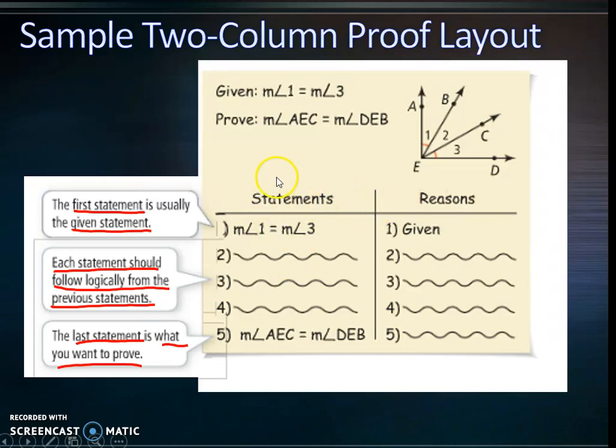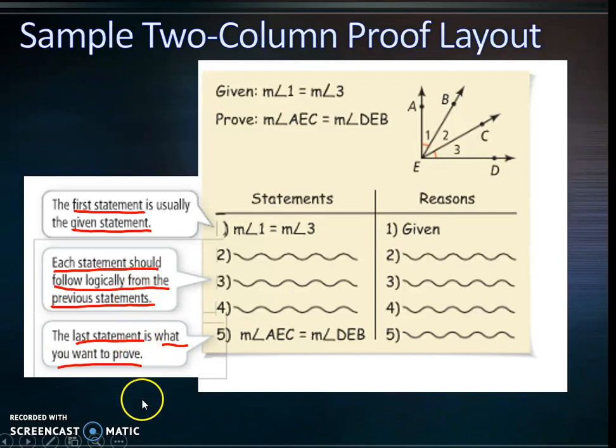So you're always going to have statements on the left of the T-chart, and then reasons on the right side. First is given. You always start with the given, which is measure of angle 1 equal to measure of angle 3, and just write given, because that's how you begin. And then what we're going to prove is at the end, right here. We're going to prove that angle AEC and angle DEB are equal to each other. So the first statement is usually a given statement. Each statement should follow logically from the previous statements. The last statement is what you want to prove.